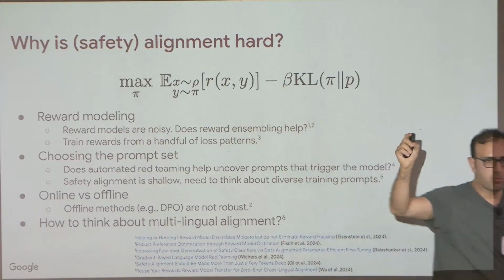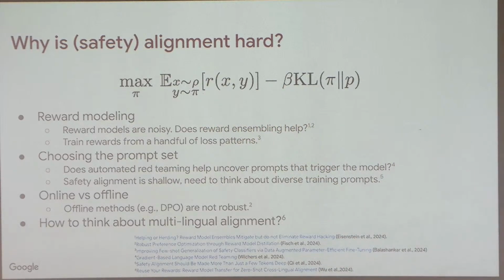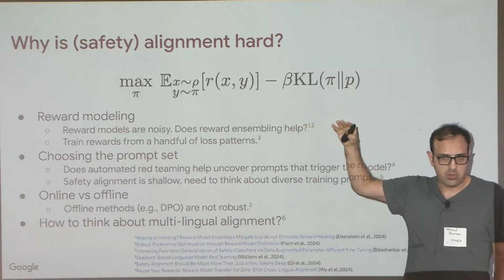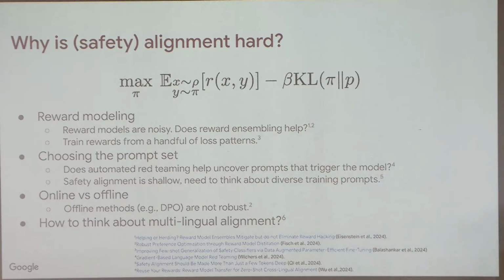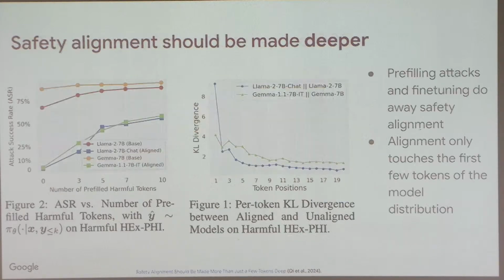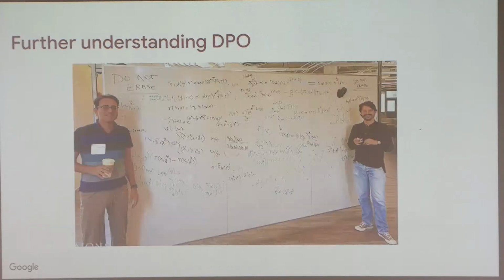So I think Ahmad talked about these adversarial attacks. Those kinds of adversarial prompts could be useful for doing RLHF, right? So these kinds of slices of the models. I'm going to skip these parts, like safety alignment is shallow. I don't have time to talk about them.